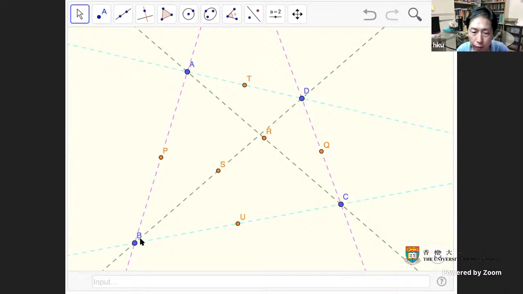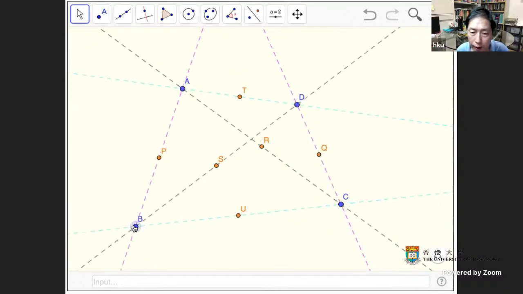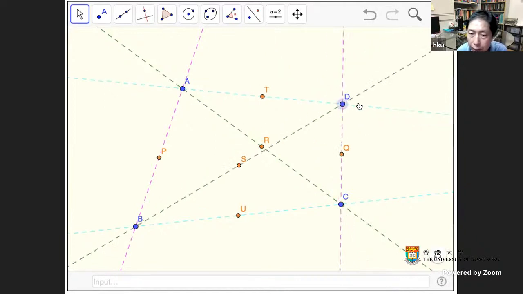Here, we'll start with 4 points A, B, C, D, which are all points that you can track freely. If you take 2 points each time, then you will have 6 pairs of points, and each pair will give you 1 line and also a midpoint. For example, for AB here, you have a line AB and also the point P, the midpoint of AB. So altogether, there are 6 pairs of points that you can form. That means there are 6 lines and also 6 midpoints.